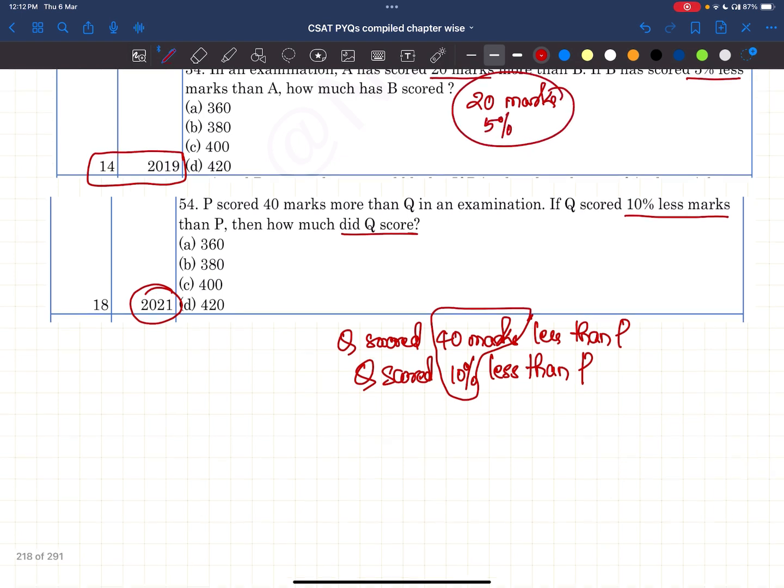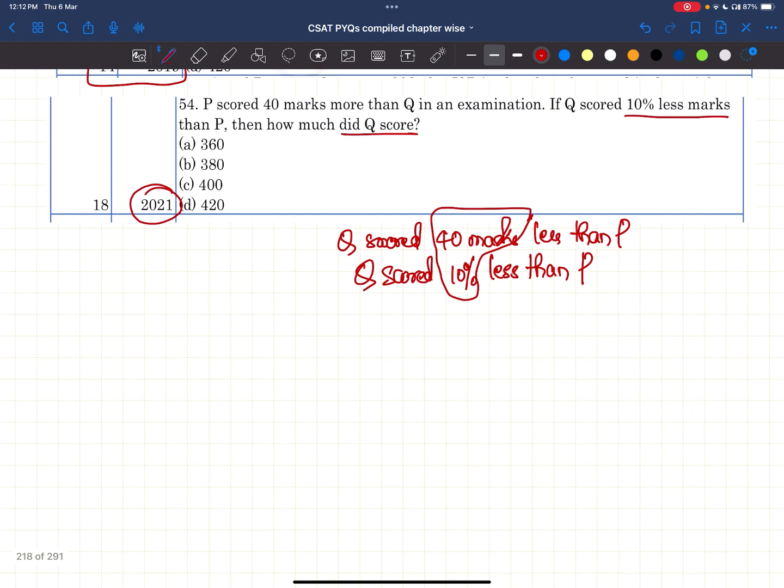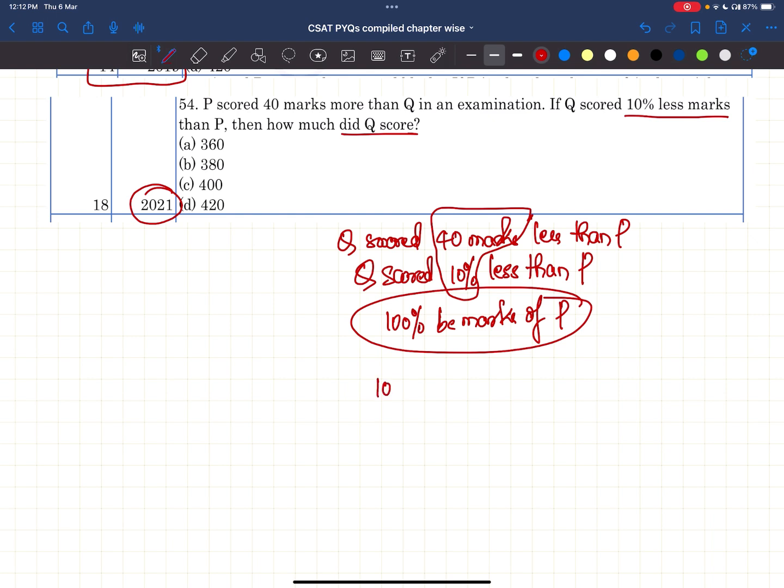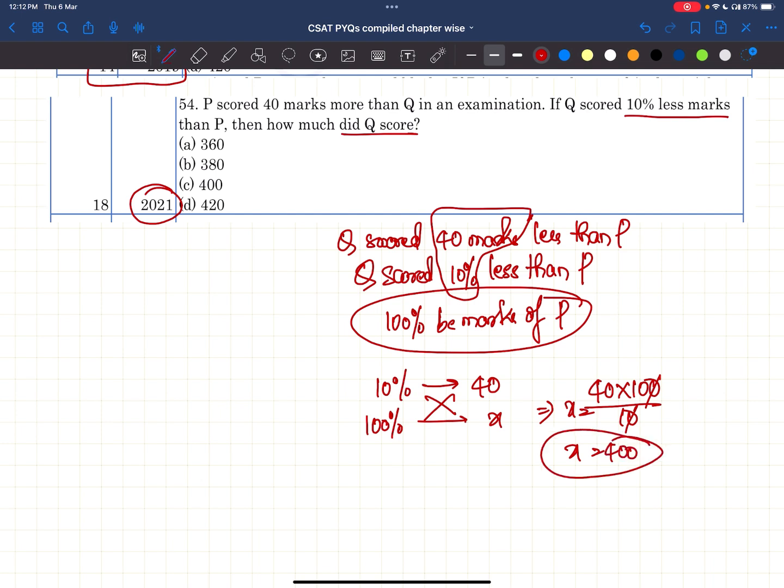Now see, Q scored 40 marks less than P. Q scored 10% marks less than P. Let 100% marks be the marks of P. Right? Now 10% marks is equal to 40 marks. Then how much will 100% marks be equal to? Cross multiplication, right? 40 into 100 by 10. It is 400. Previously also we got 400 only.